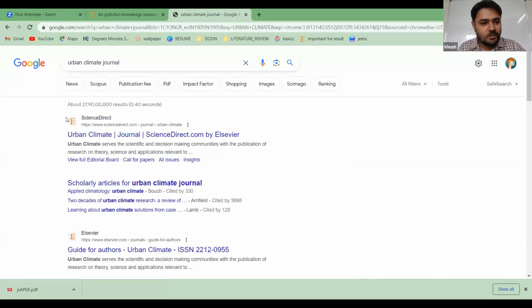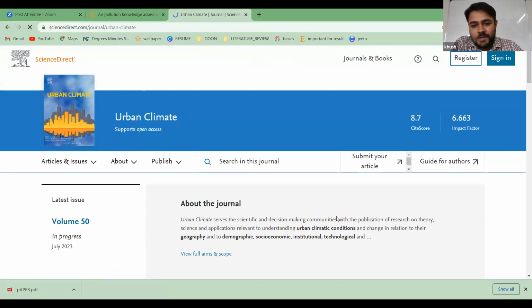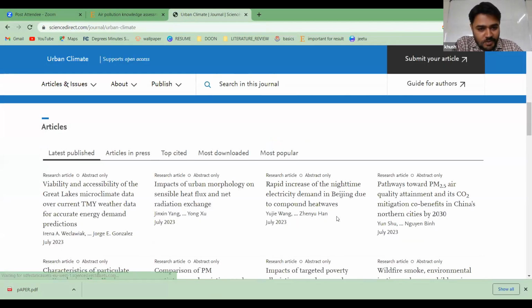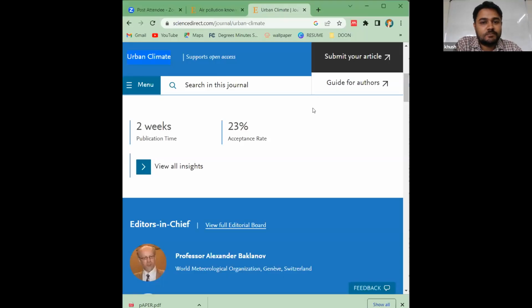Now you see, this is Science Direct. Science Direct is governed by Elsevier. So I click on the journal's website. Now I am on this journal's website, and you see the basic information is given here. Should I maximize this? Make it bigger.